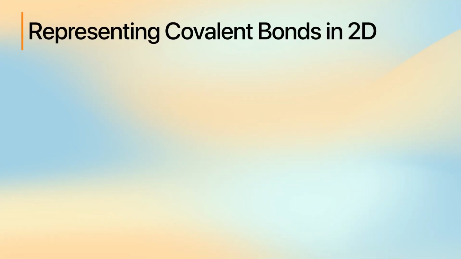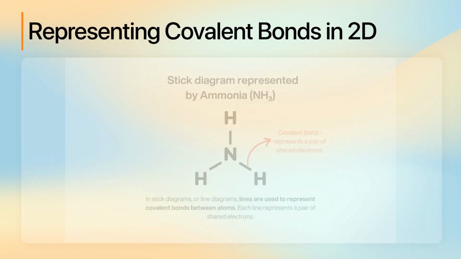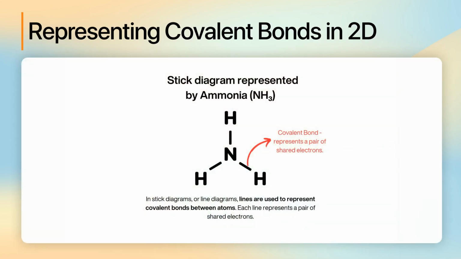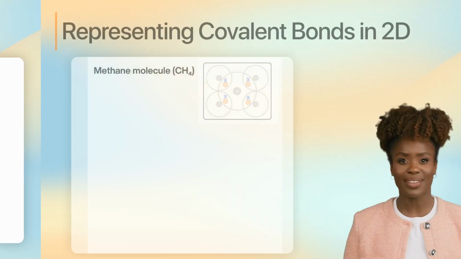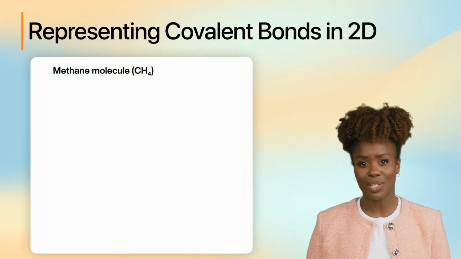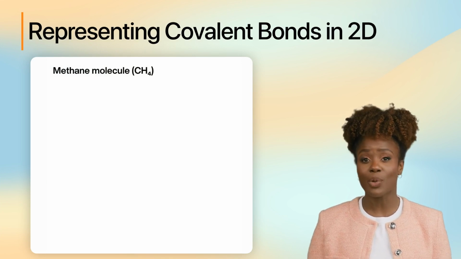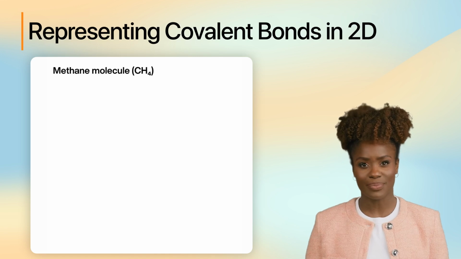Let's dive into the main content on how to represent covalently bonded substances with two-dimensional diagrams and understand the limitations of these models. In stick diagrams or line diagrams, lines are used to represent covalent bonds between atoms. Each line represents a pair of shared electrons. Take the example of a methane molecule, CH4. How can we represent this in a stick diagram?